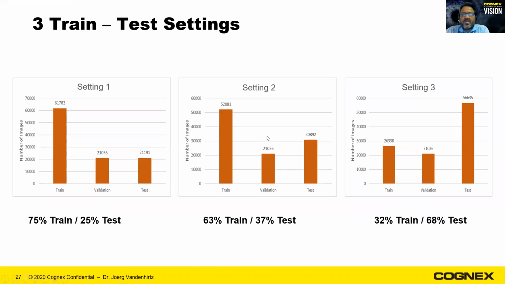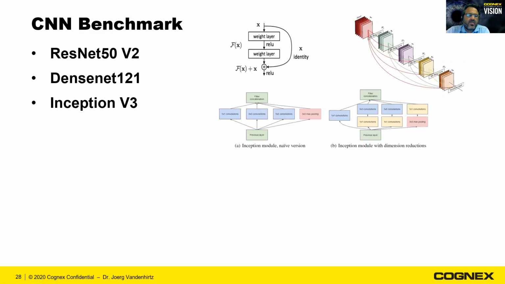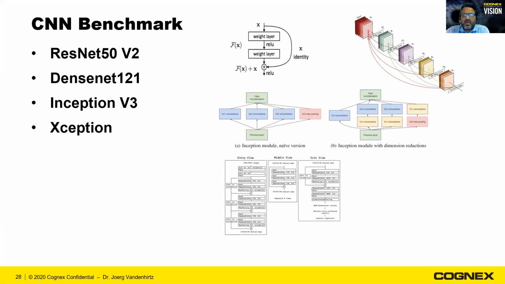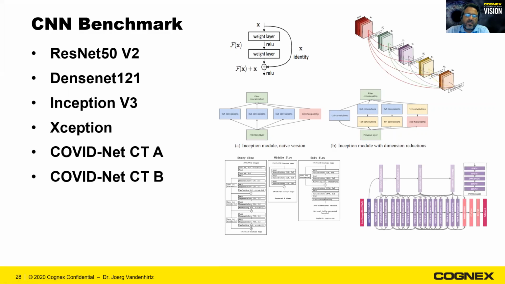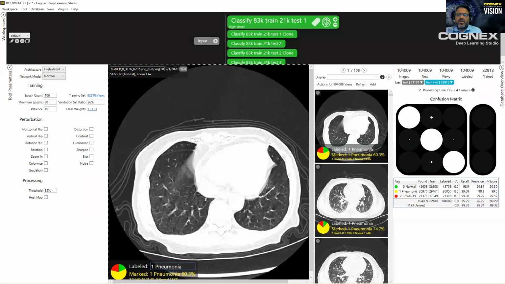We use 2 other test settings where we reduce the training data and increase the test data. Especially setting 3 is taking it to the limit, only using 32% of the training images and 68% of the images for testing. Again, we benchmarked all major architectures: ResNet, DenseNet, Inception. This time also Google's latest classifier, Xception, and of course the 2 COVID-Net architectures, CTA and CTB. On the COGNEX side, this time we only did the entire ROI approach, not the segmented approach first.